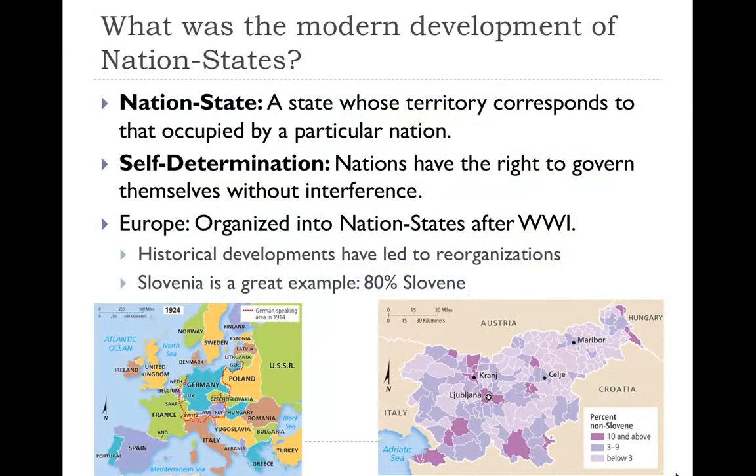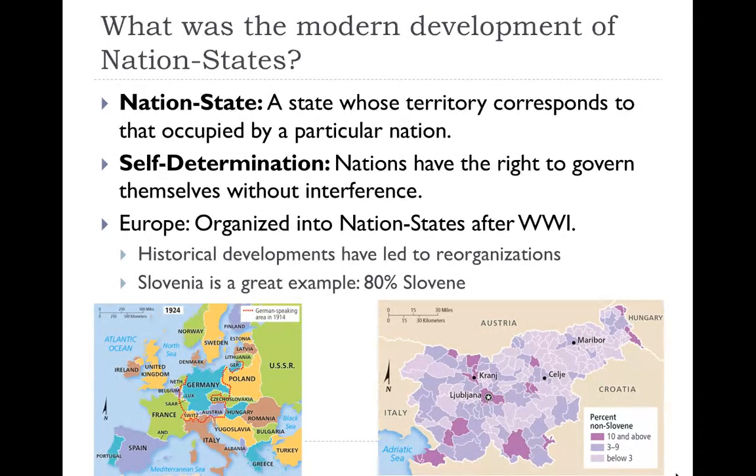So when we look at modern states, we talk about what the modern development of nation states was like. When we talk about nation states, this is a state whose territory corresponds specifically to a particular nation of people occupying that state. A really good example of a nation state today would be the country of Japan. 90% of people that live in Japan are Japanese, and so that is one nation of people occupying that entire state. That's why it becomes a nation state.